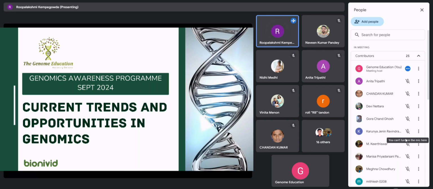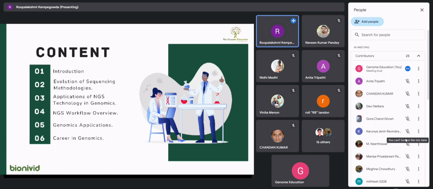Then what are the applications of genomics and the opportunities in genomics. So to start with, we're going to start with introduction and evolution of sequencing methodologies, application of NGS technology in genomics, NGS workflow overview, genomics application, career in genomics. Here it will be like a skim through.